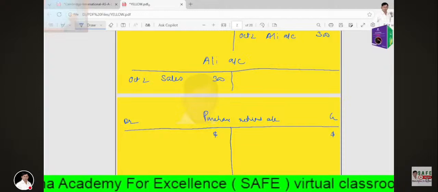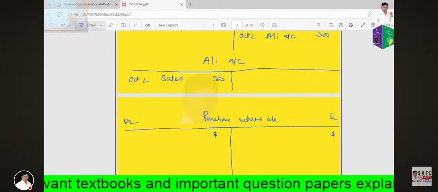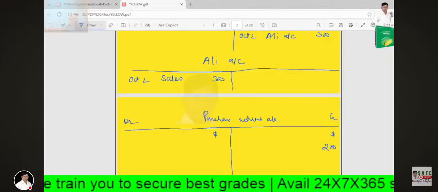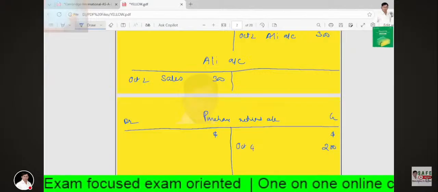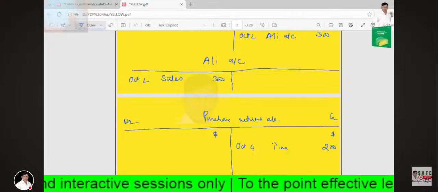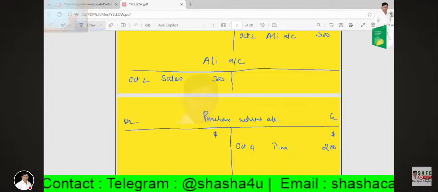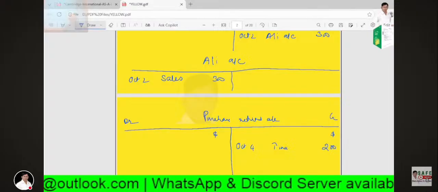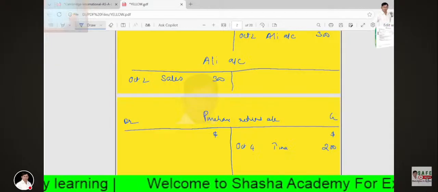So what is the amount? 200, right? 200. Now we have to credit. This is how you have to remember. There are so many ways of remembering things. It is on October 4th and Tina's account. We have to credit purchase returns with 200 with the debit to Tina 200. This is how you have to read and understand accounts. Very important, so that the logical flow of concepts is very clear.